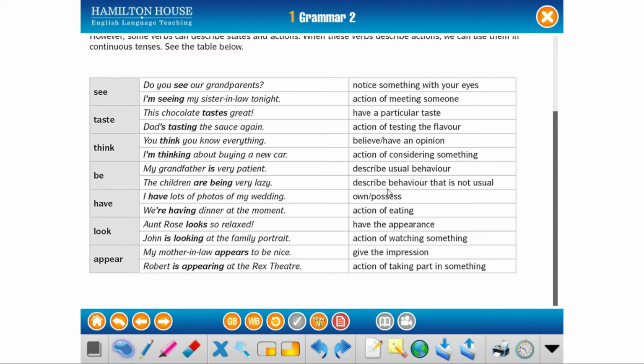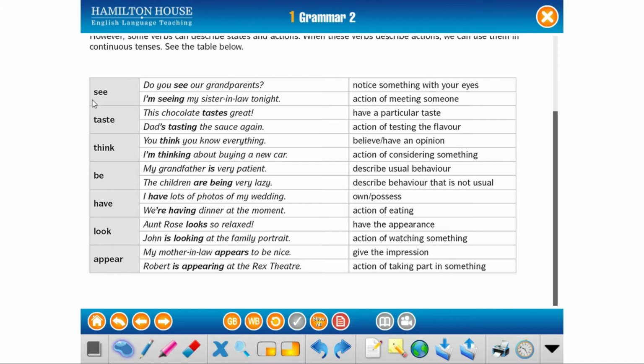Remember that the stative verbs are verbs that talk about our feelings. And also remember that you already have a list of stative verbs that I gave you at the beginning of this course. Okay, also we have some stative verbs that can add the ing termination. Those verbs are see, taste, think, be, have, look, and appear. In this case, we can add that ing termination, but the meaning of our verb changes.